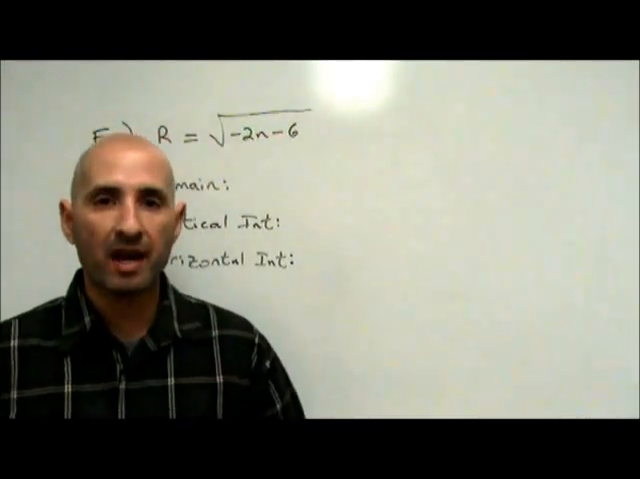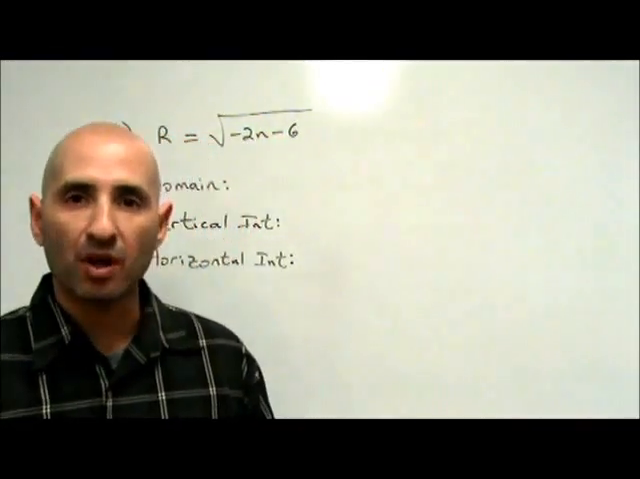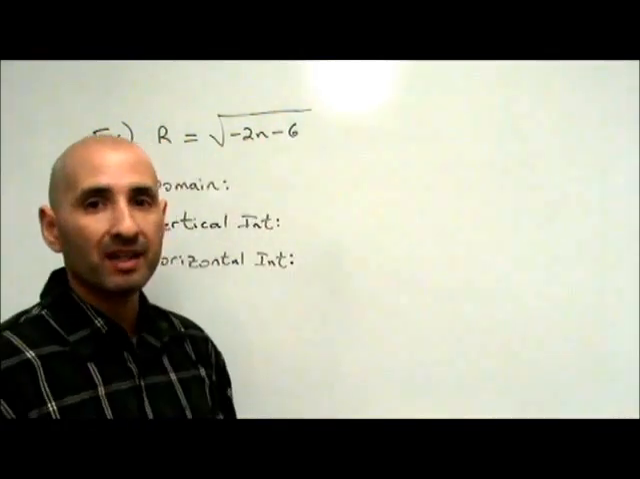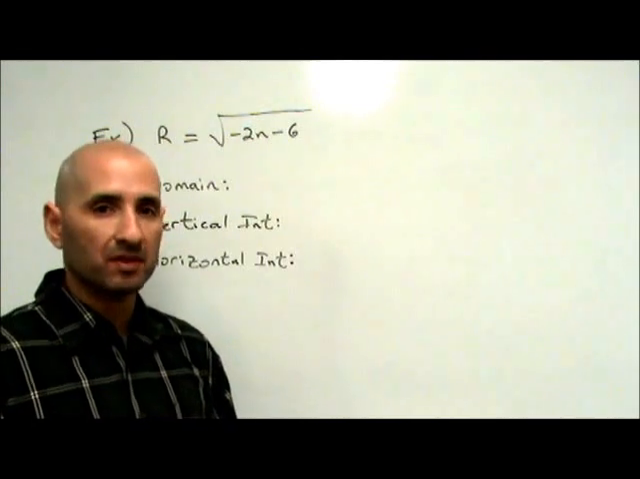Here's another equation of a radical function that involves the variables r and n. We have r equals the square root of 2n minus 6. Let's go after the domain of this function.